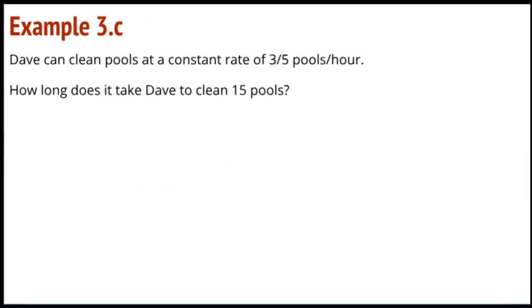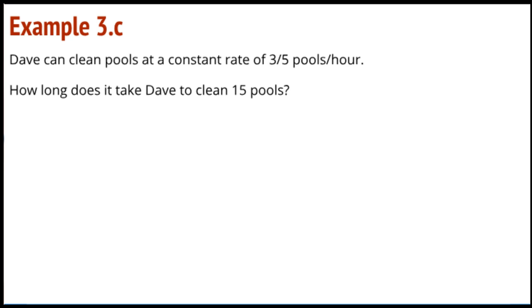All right, example 3C. Dave can clean pools at a constant rate of 3/5 pools per hour. By the way, does that mean he's cleaning more than 1 pool an hour or less than 1 pool an hour? Now, hopefully you're recognizing that 3/5 is a fraction, and so in an hour he's cleaning less than 1 pool. So it's going to take more than 1 hour to clean a pool. So a little bit of number sense there.